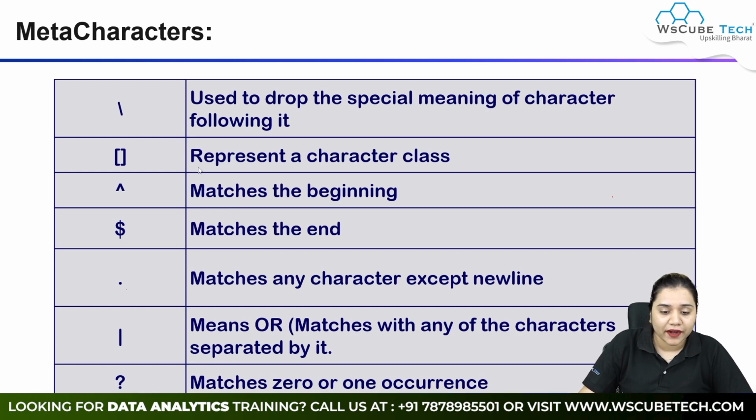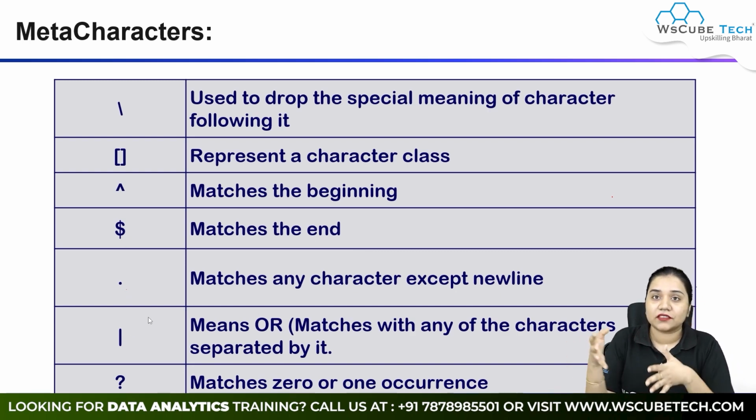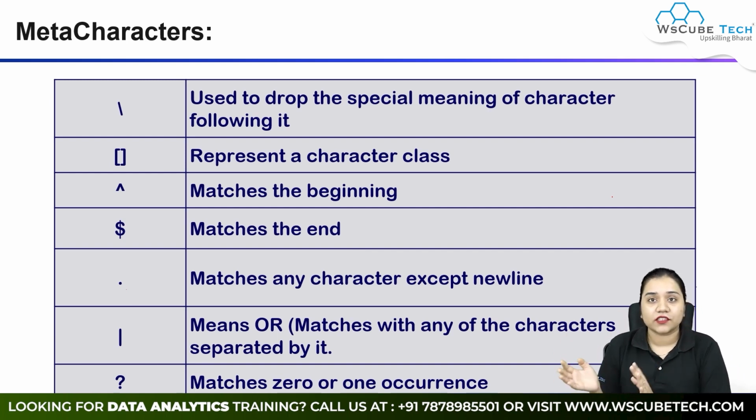Then we have square brackets that represent the character class. Then we have caret that matches the beginning. Dollar symbol matches the end. That means if you want to check the start of the string or the end of the string, in that case we can use the caret and the dollar symbol. Then we have dot that matches any character except for the new line. Then we have the bar symbol. That means just like how our OR operator works, it should either satisfy this or satisfy that, or it can satisfy both of them.